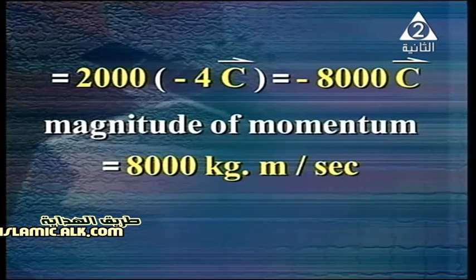Then what is the magnitude of momentum? In this case, we choose the positive 8,000 kilogram meter per second. Remember, dear student, in this example we convert 2 tons to 2,000 kilograms. After that, we multiply 2,000 by negative 4, which equals negative 8,000. But the magnitude of momentum must be the absolute value, so negative 8,000 becomes 8,000 kilogram meter per second.